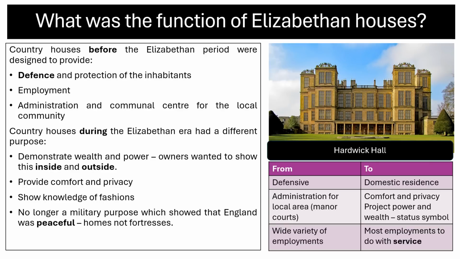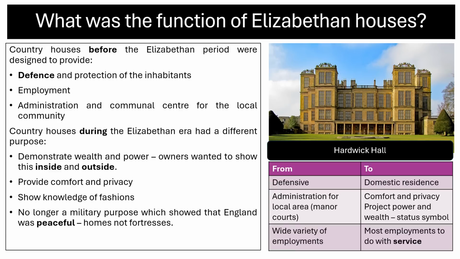So let's have a think about what the function of Elizabethan houses was. You've probably learnt already that there were lots and lots of these big homes built in Elizabethan times. They're known as prodigy houses, and these Elizabethan manor houses, these stately homes, are very different from what happened before the Elizabethan era, say in medieval times, for example. So country houses before the Elizabethan period were mainly designed to provide defence and protection of the inhabitants. You're thinking about things like fortified manor houses or indeed castles, for example.